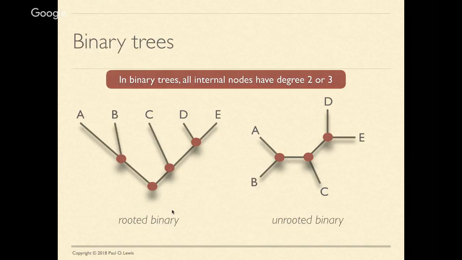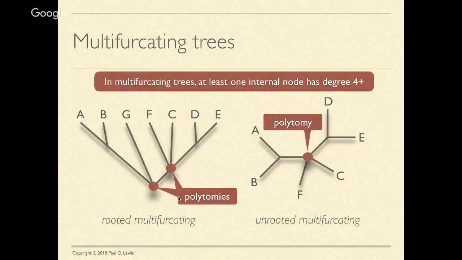All the nodes in binary trees have degree 3, with the exception of the root node in the case of a rooted tree, which still has degree 2. In non-binary or multifurcating trees, at least one internal node has degree 4, such as this node, or higher, or it's possible that the root node has degree 3 or higher in a rooted tree.